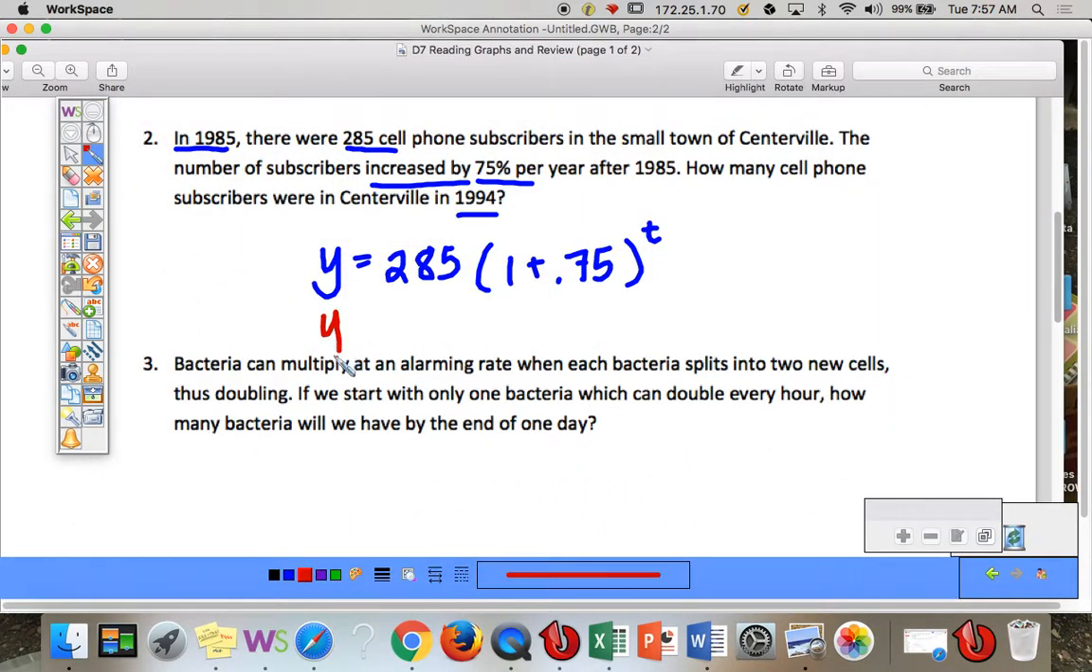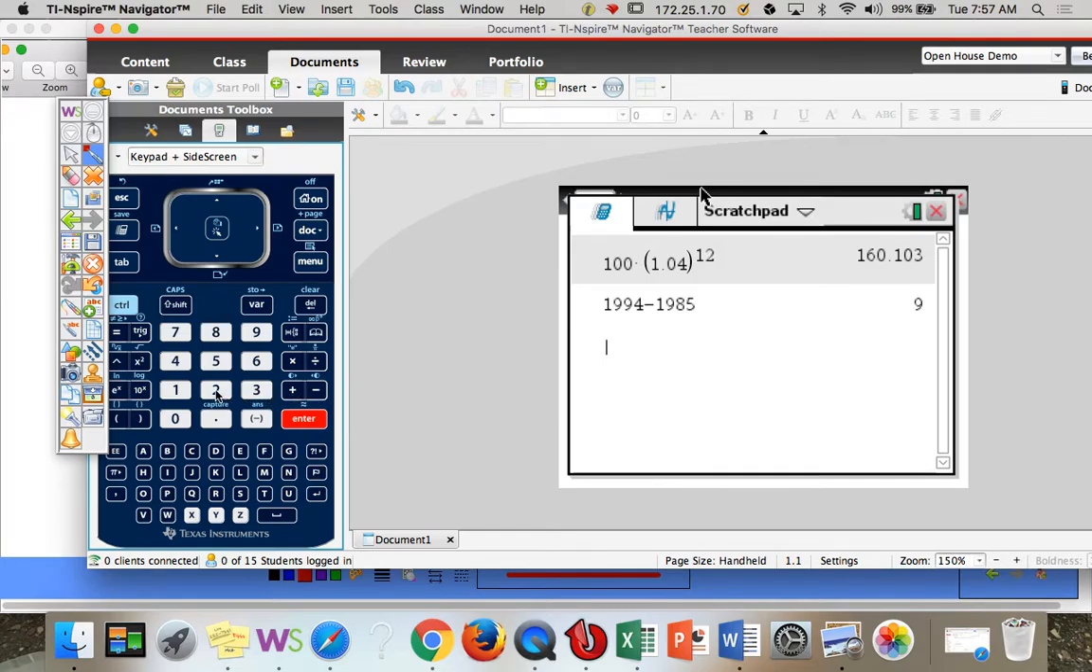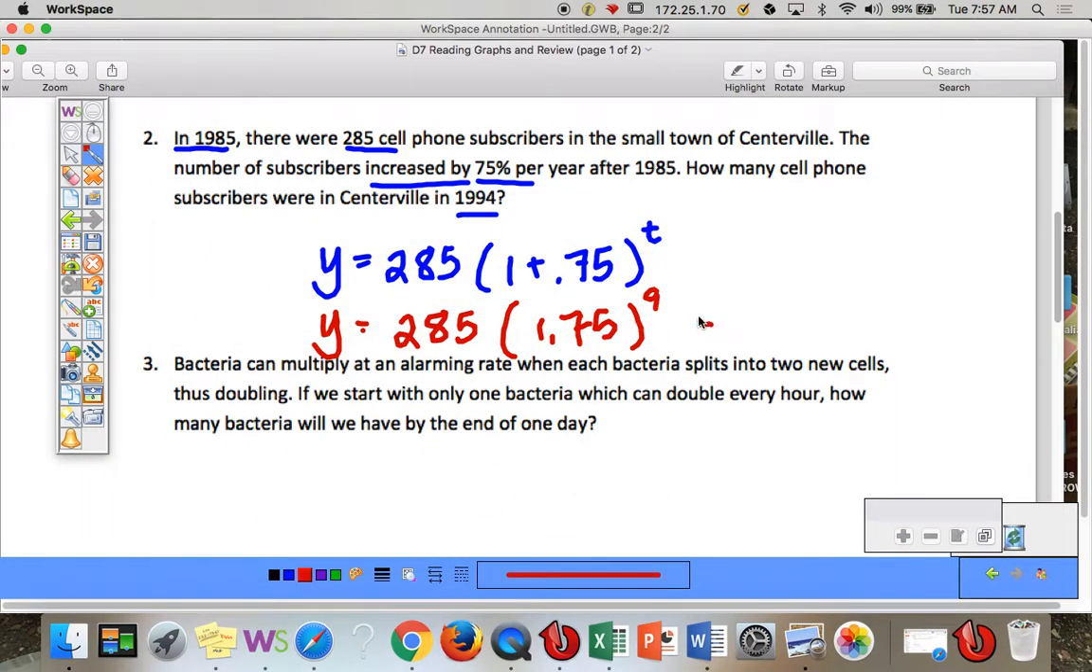So in our calculator, we'll type in 285 times 1.75 to the 9th power. So 285 times 1.75 for 9 years. So it jumped to 43,872 cell phone subscribers.